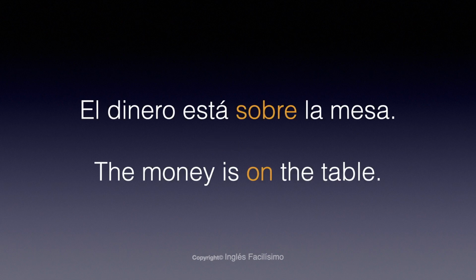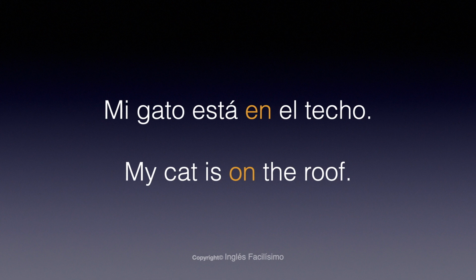A continuación, veamos algunos ejemplos de cuándo usar la palabra on. The money is on the table. El dinero está encima de algo, así que usamos el on. My cat is on the roof. El gato está encima del techo.